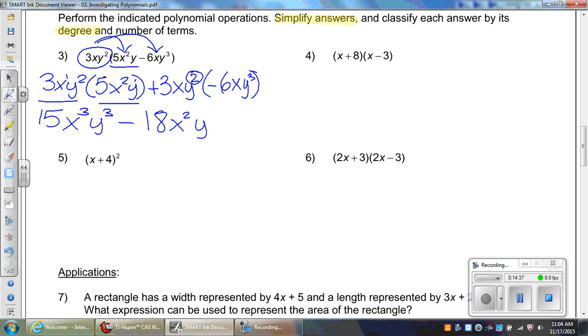Well, we have a 2 and a 3, so y to the 5th, right? Because 2 plus 3 is 5. Now we need to state, is it a binomial? Monomial? What is it? Binomial, right? And what will be the degree of this binomial?